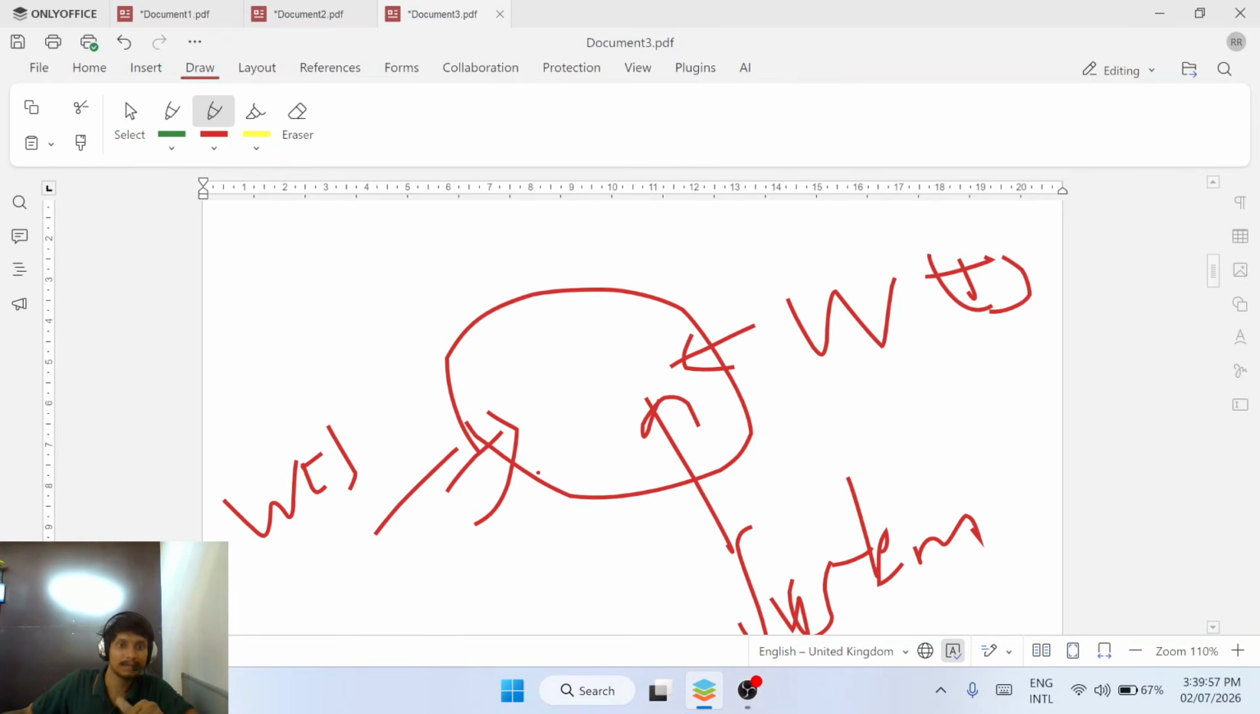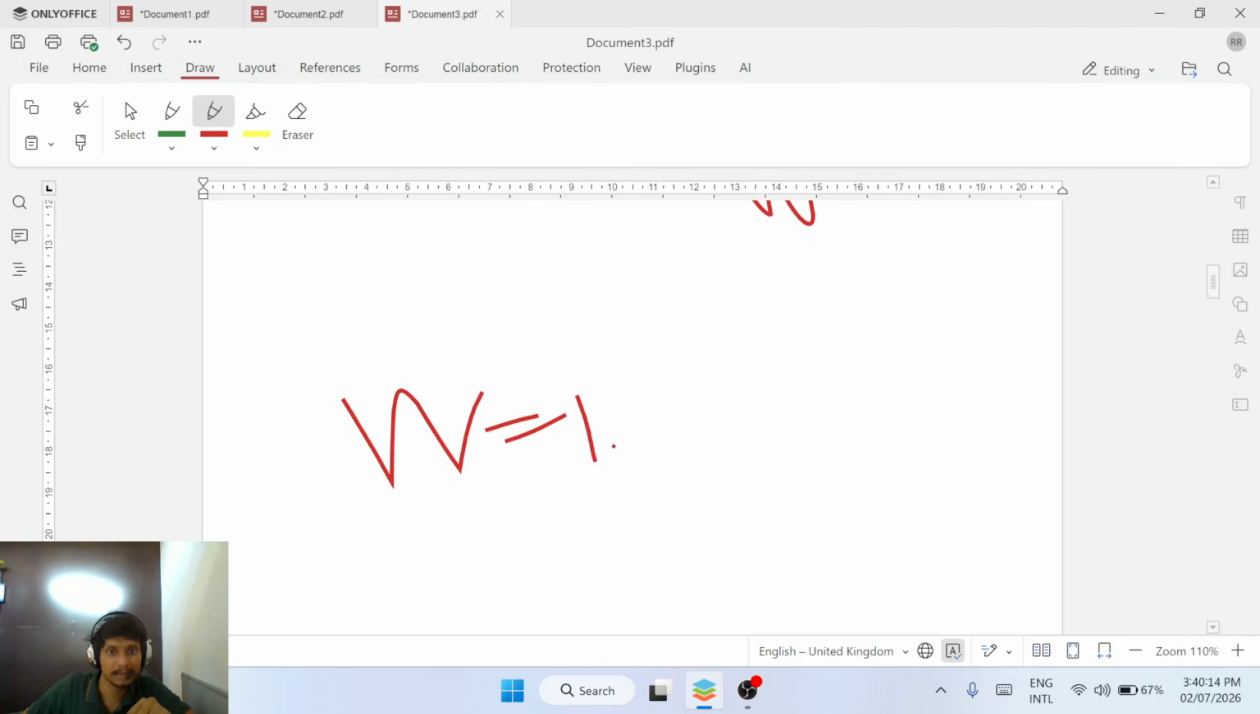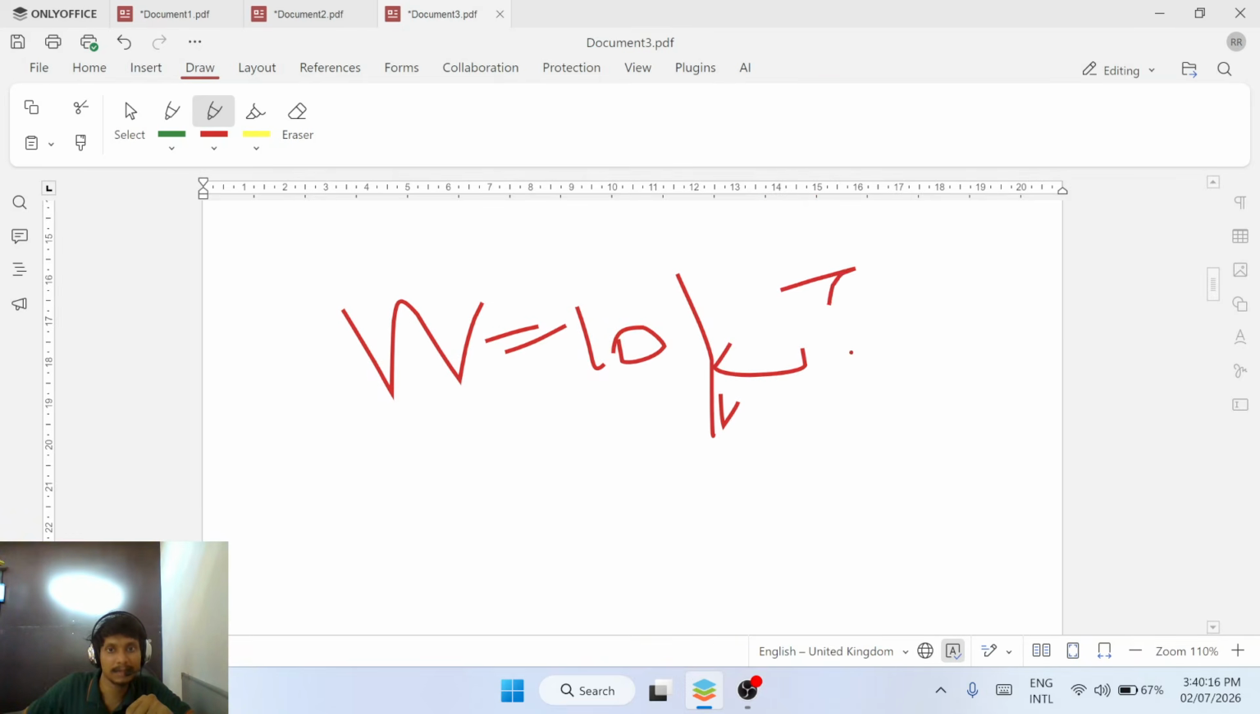For example, the system does a work of, say, 10 kilojoule. Therefore, W is equal to plus 10 kilojoule, because the system did the work.